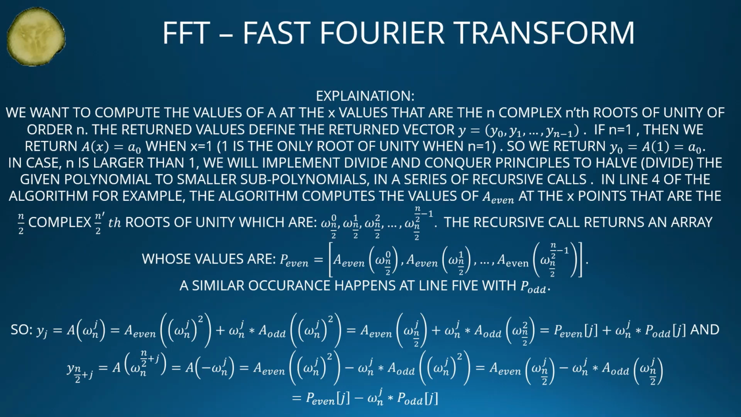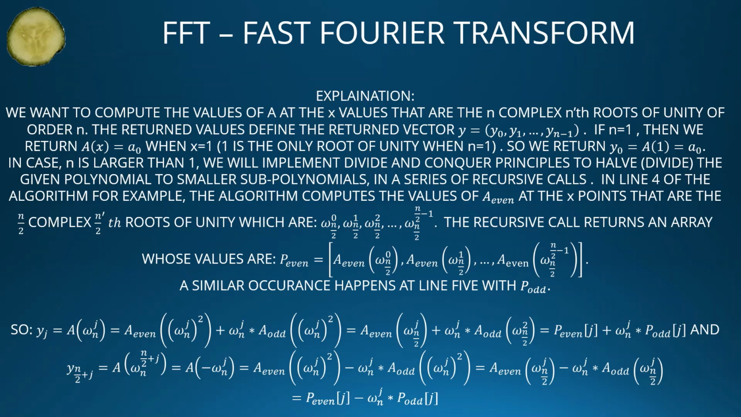Explanation. We want to compute the values of A at the x values that are the n complex nth roots of unity of order n. The returned values define the returned vector y equals y0, y1 all the way to yn minus 1. If n equals 1, then we return A(x) equals a0, as I said. When x equals 1, 1 is the only root of unity when n equals 1. So we return y0 equals A(1) equals a0.